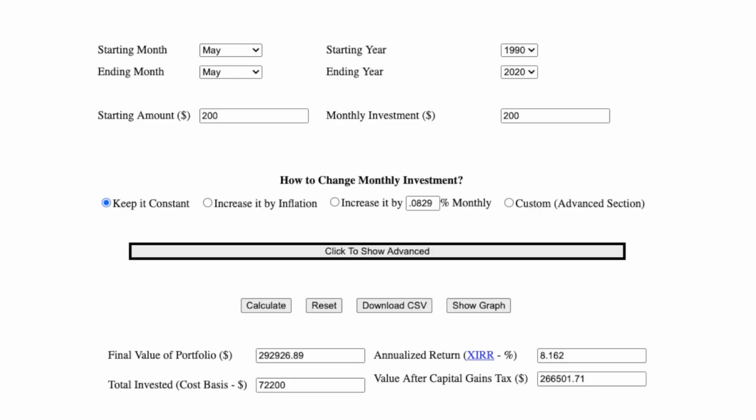So let's look at this dollar cost averaging calculator of the S&P 500, and let's see how much money you would have made if you dollar cost averaged with $200 monthly from the year 1990 to now. So if you dollar cost average the S&P 500 from the year 1990, putting $200 in every month, right now in the year 2020, you would have $266,501.71 only from contributing $200 every month. So that's the power of dollar cost averaging.